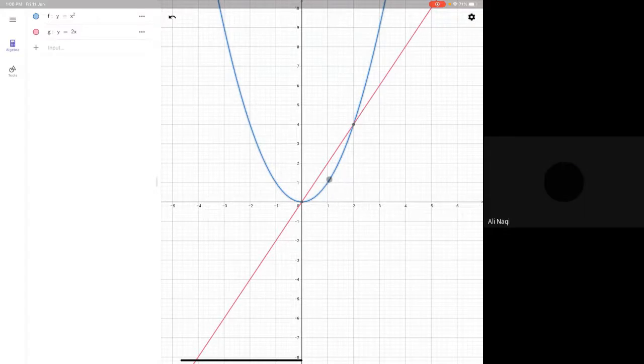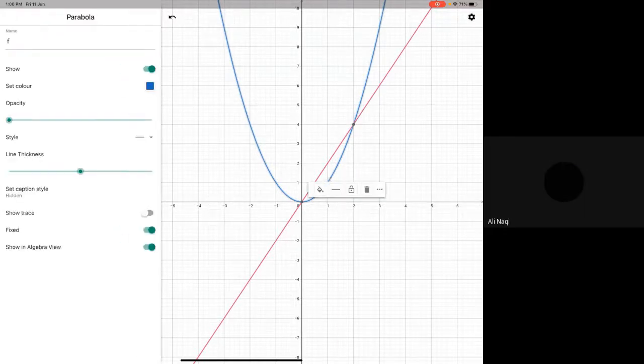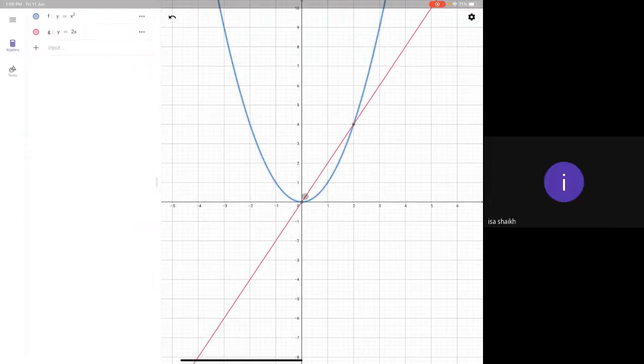See, the slope of this blue graph is equal to the value of the red graph. Are you getting my point? Look at this point. What is the slope of the graph? 0. What is the value of the red graph? 0 only. Now look at this point, 2.2.